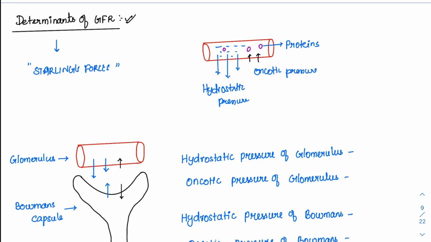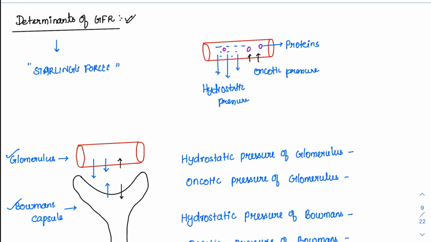So what is this oncotic pressure? Oncotic pressure means the proteins will move the fluid towards them. That is, they are sucking in the fluid from the tissue. So that is the oncotic pressure. These pressures will be present in the glomerulus as well as the Bowman's capsule. So when I take the sum of all of this, that will give me an end pressure, which is also called net filtration pressure.